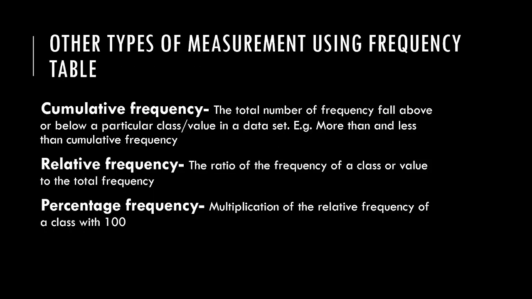Frequency table can be used for various types of measurements such as cumulative frequency, relative frequency, and percentage frequency. Cumulative frequency is the total number of frequencies falling above or below a particular class or value in a dataset. It can be of two different types, more than cumulative frequency and less than cumulative frequency. Relative frequency is the ratio of the frequency of a class or value to the total frequency. Percentage frequency is the multiplication of the relative frequency of a class with 100. Let's take an example to understand these measurements.